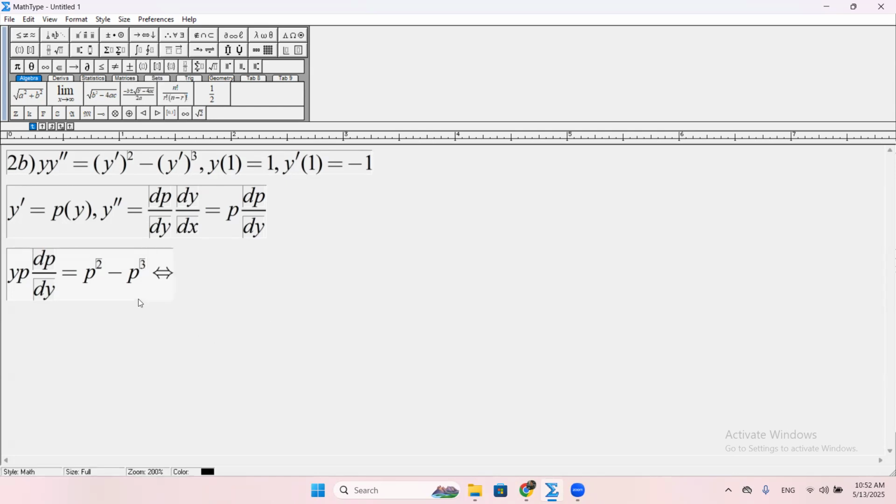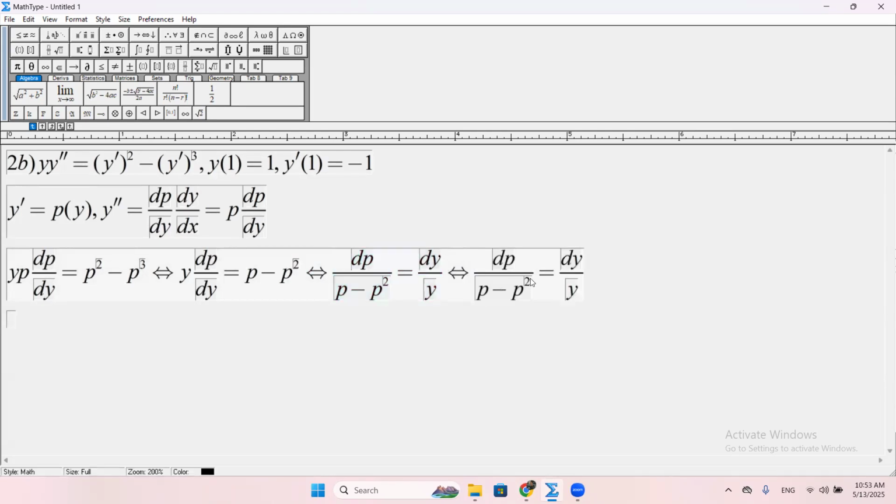So we will start separating variables. We can cancel p from both sides. Here we'll have p minus p squared. Then dp over p minus p squared equals dy over y. And now we will integrate both parts.